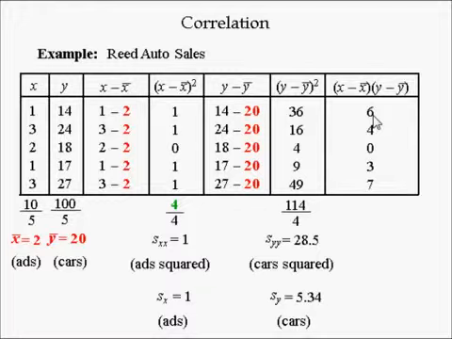The product of x's second deviation from the mean, 1 ad, and y's second deviation from the mean, 4 cars, equals 4 ad cars. The remaining products of deviations from the sample means are computed in a similar manner, which are 0, 3, and 7 ad cars. Summing these up yields 20. Dividing this by the degrees of freedom, 5 minus 1, yields a sample covariance equal to 5 ad cars.